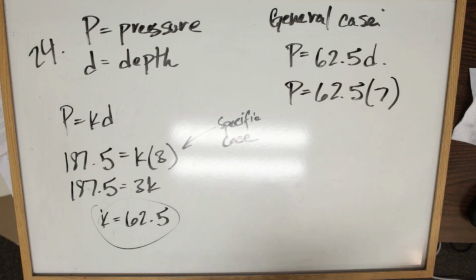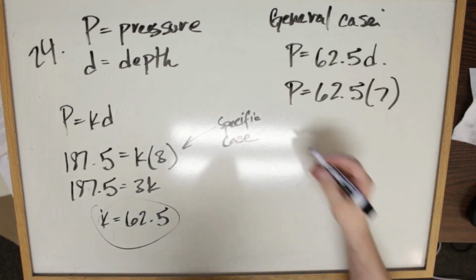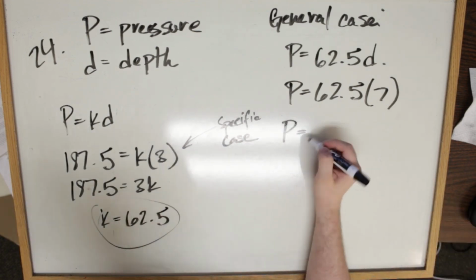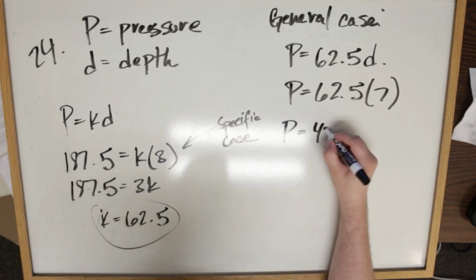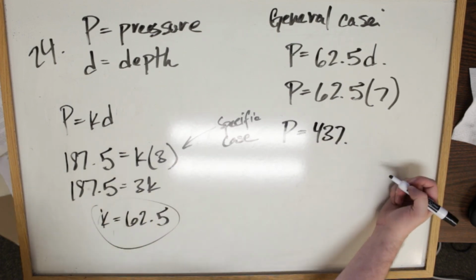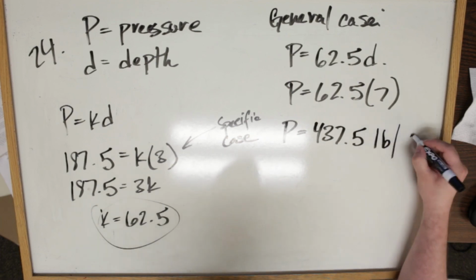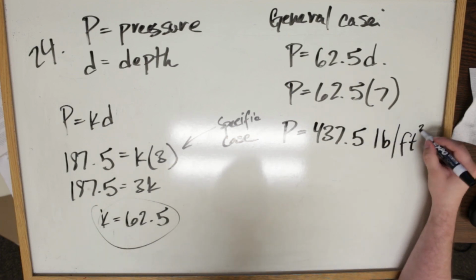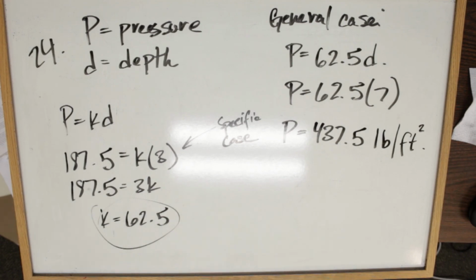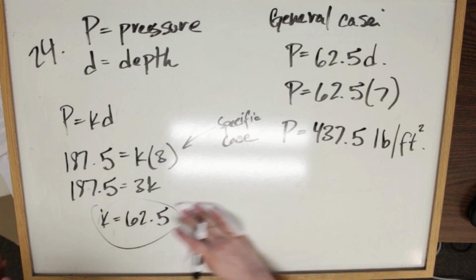I did it in my notes. I'm not going to do this in Wolfram Alpha because I'm confident you can do it. This is going to be 437.5. And we need to match the units. So this is pounds per square foot. Okay. So that is pretty much this entire section.